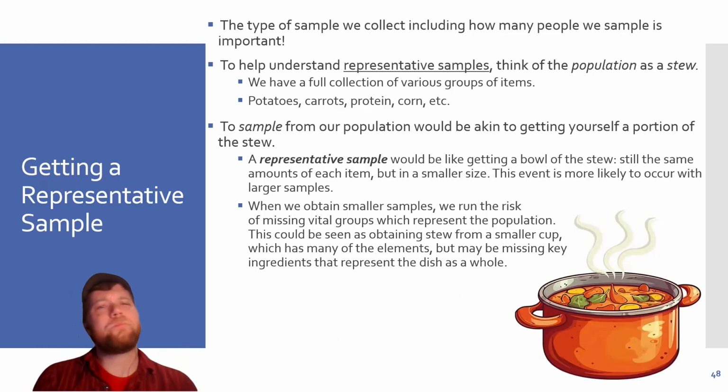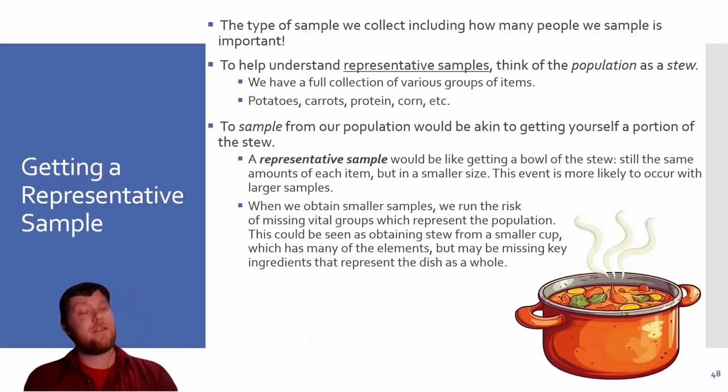To get a good idea of how to make a representative sample, think of the population as a big old stew. We have a full collection of various groups of items: potatoes, carrots, corn, protein, and so on. The sample of our population would be akin to getting yourself a portion of the stew. A representative sample, what we're aiming for, would be like getting a big old bowl of stew. It's still about the same amounts of each item, but in a smaller size. This is more likely to occur when you have a large sample.